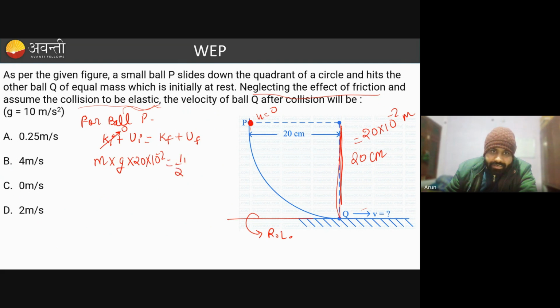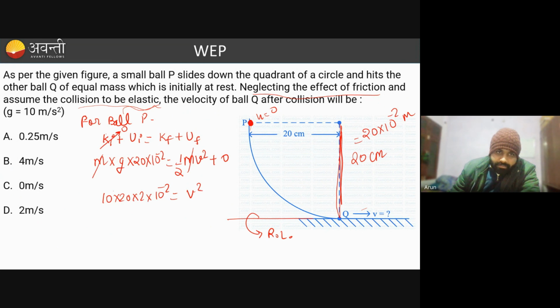Final kinetic energy, let's say, is half mv square. Final potential energy will become zero because now it is on the reference line. M and M will cancel out. G has a value of 10. So 10 into 20 multiplied with 2 multiplied with 10 raised to the minus 2 equals V square. This power will be cancelled by this. V will become 2 meter per second.